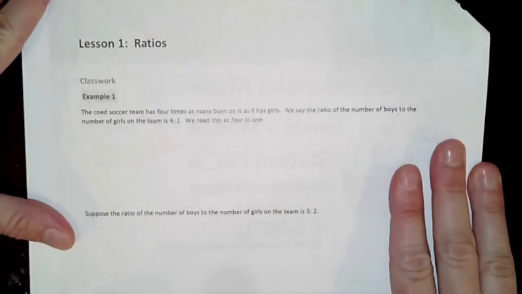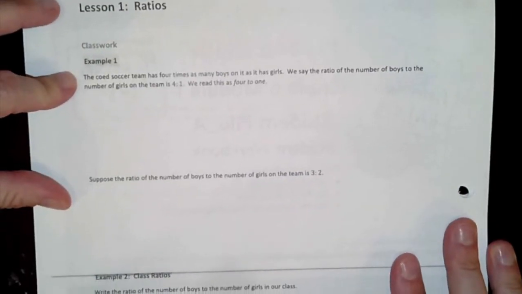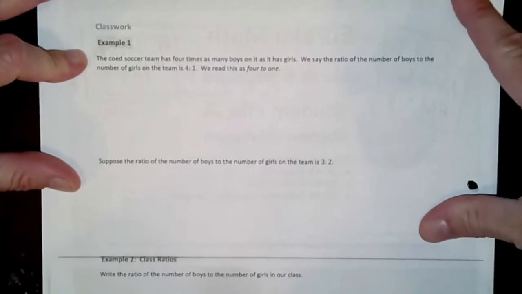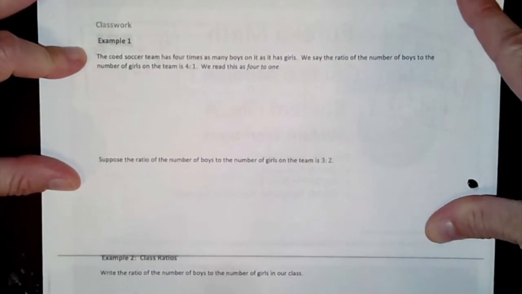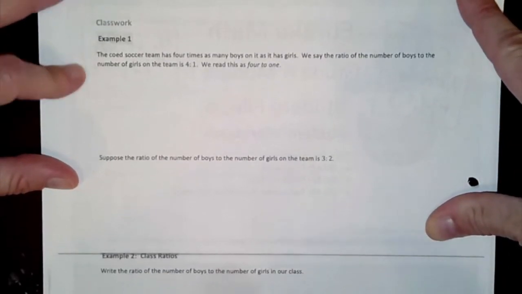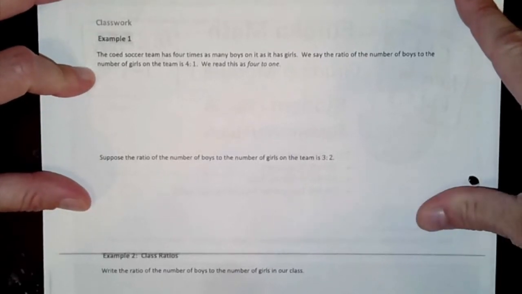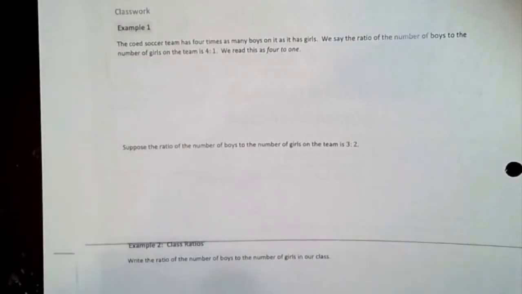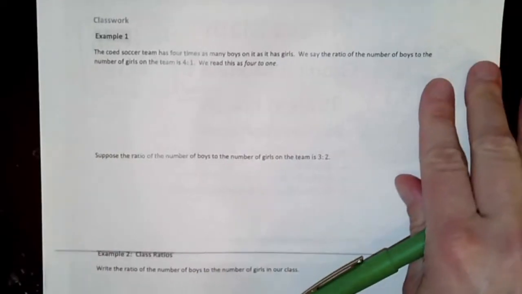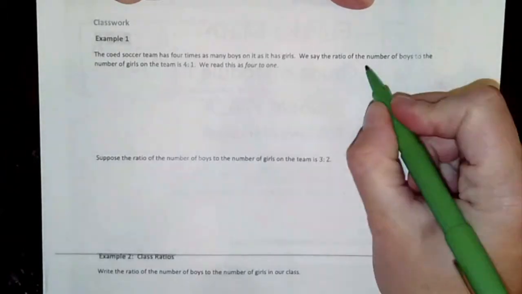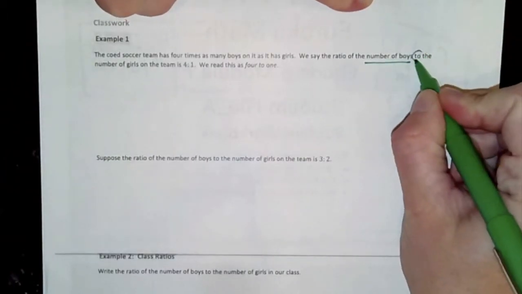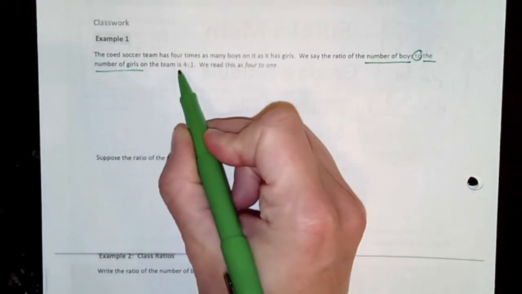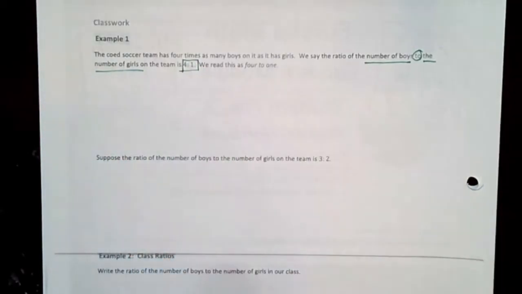So the first example is saying that the co-ed soccer team has 4 times as many boys on it as it has girls. We say the ratio of the number of boys to the number of girls on the team is 4 to 1. We read this as 4 to 1. So there's a few things I want to go over when we talk about ratios. You can kind of hear the ratio language. Number of boys to the number of girls, and then they give you the ratio 4 to 1.